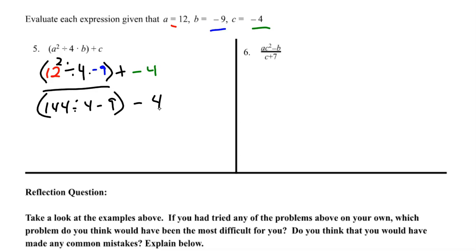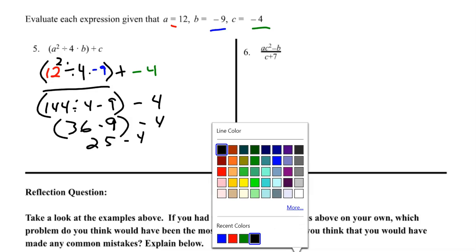Now, inside the grouping, I have a division and a subtraction. So we know that division comes first. So that's going to be 144 divided by 4, which is 36, minus 9. And all that's going to be -4. Inside the group, 36 minus 9 is 25. -4. And then finally, 25 minus 4 is 21.